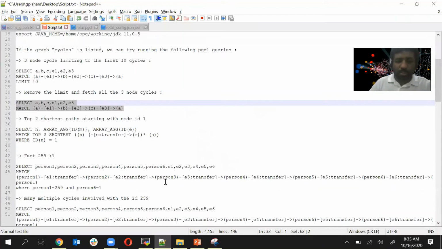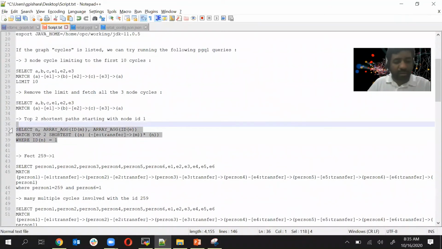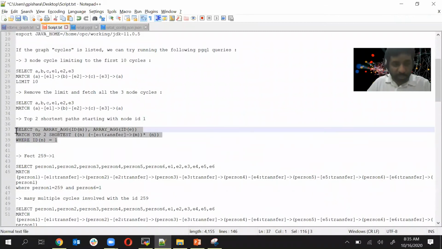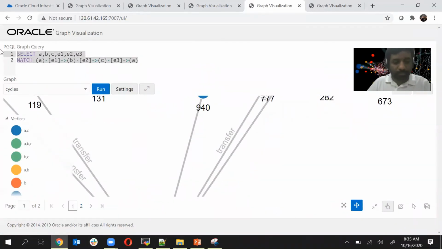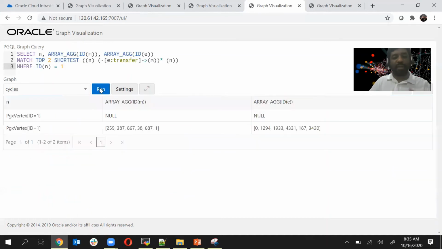Let's try to get into more queries. Till now, we were interested in looking at a pattern to identify the cycles. Let's see how we can run the top 2 shortest paths. When I run this particular query, I basically get it in a table format. I'm asking the system to retrieve the top 2 shortest paths from the list of transactions that have happened. And we can see that there are in fact two 6-hop cycles, starting from ID 259 to ID 1, and then from 0 to 3430.